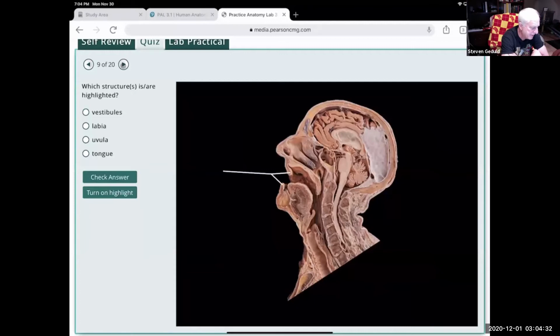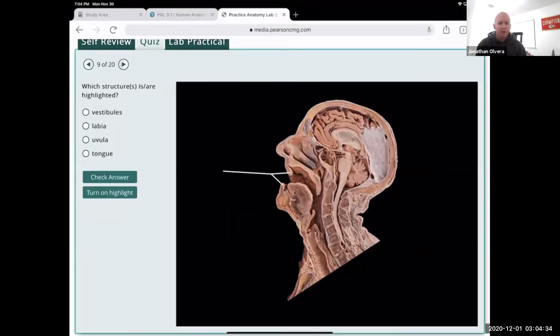Okay, what's that? Labia. Yep, that's your labia. Those are your lips. Okay, this is the midsagittal section that we were looking at before, and that's the labia.